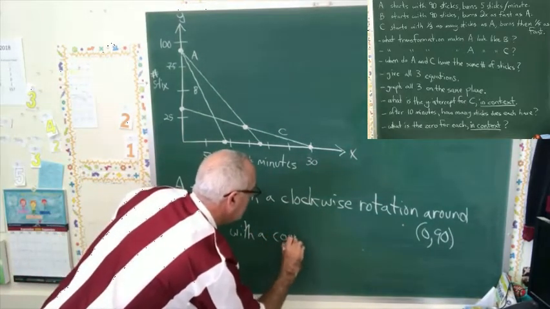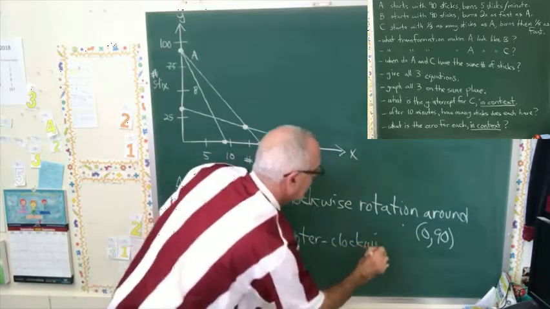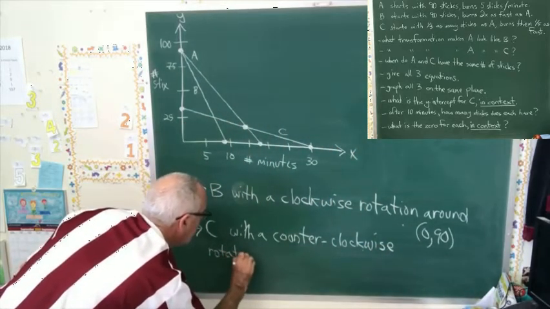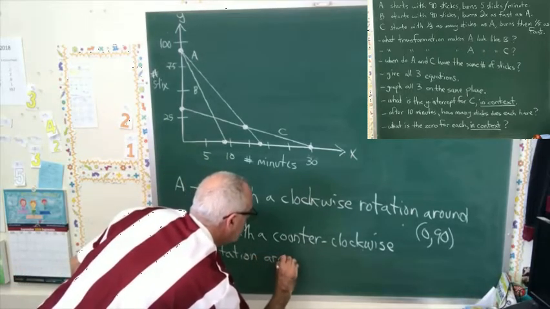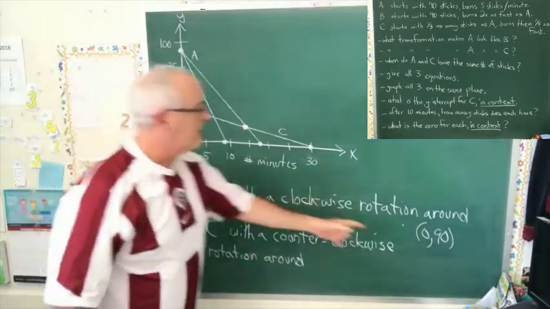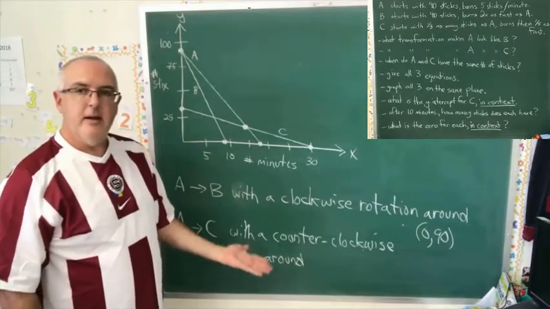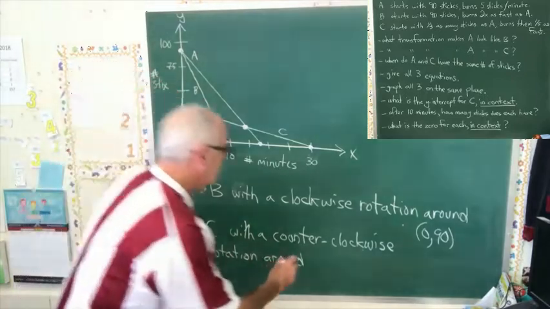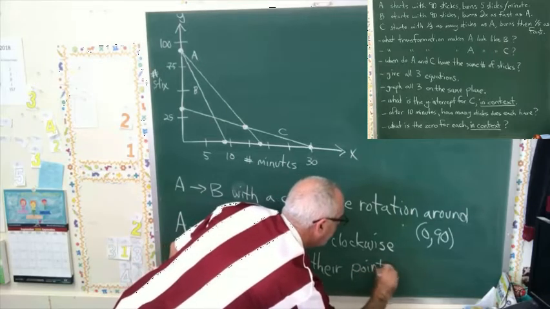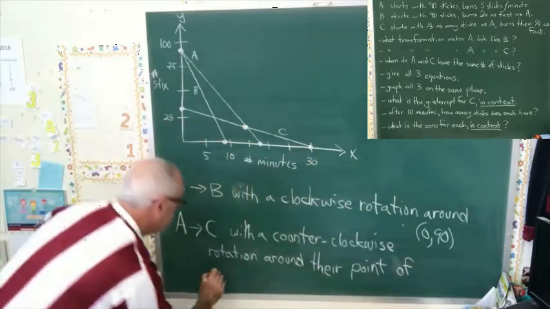oh, I have to write a really long word, counterclockwise. Whew. Taking out the whole chalkboard. Rotation around, and I want to say this point, but I don't know the coordinates of this point the way I did for that point. But you know what? I don't need to know the exact coordinates to give a complete and accurate answer to this question. Around their point of intersection.